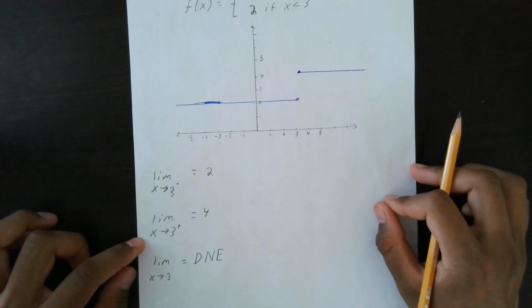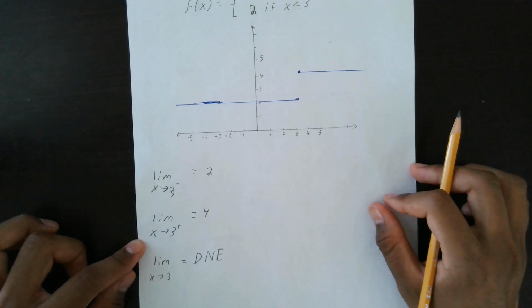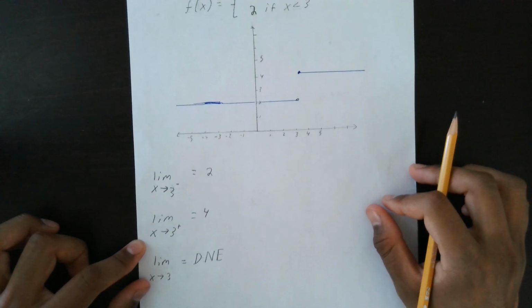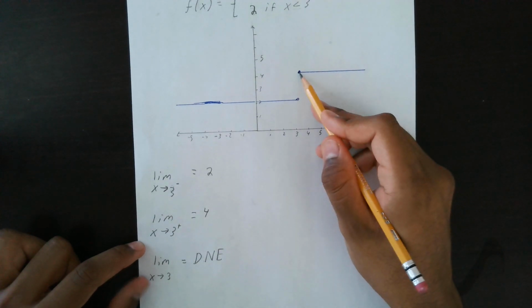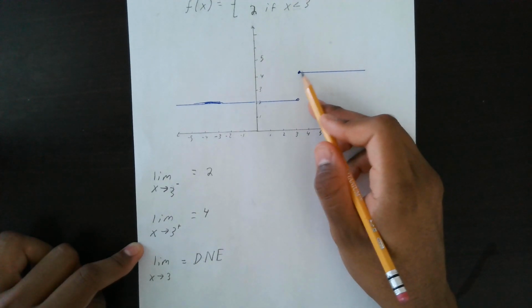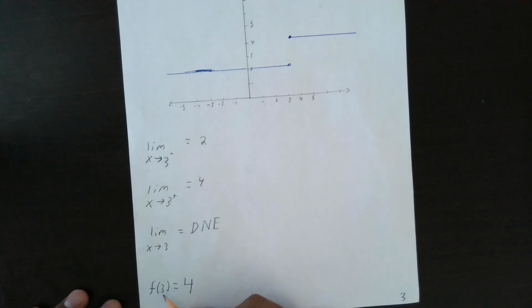Now, let me ask you one question. What is the y value at x equals 3? So we see that f of 3 is equal to 4. When x is equal to 3, we get a y value of 4.